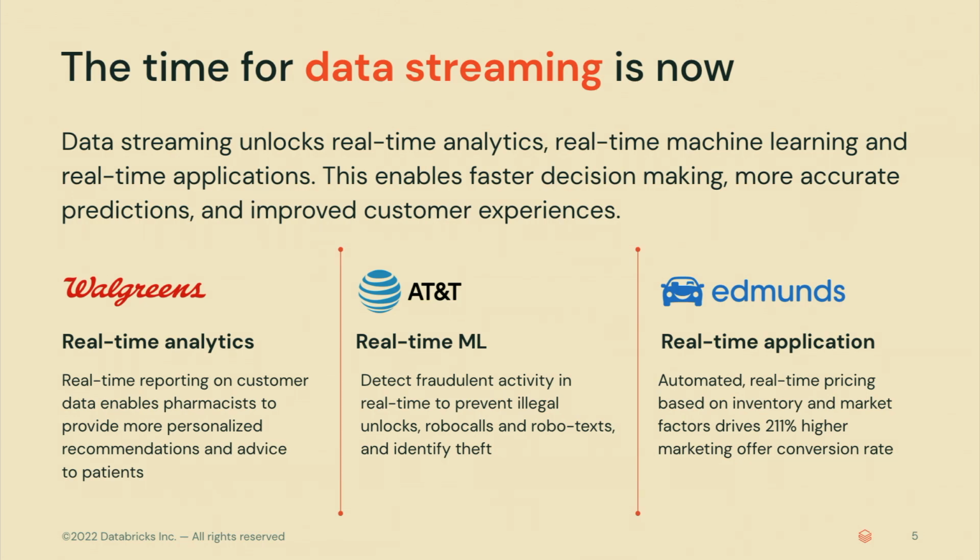The second kind of real-time use case with which our customers have been successful is real-time machine learning, whereby our customers can score and predict based on the very latest data and act as fast as possible. Our customer AT&T was able to implement real-time machine learning to increase the speed with which they detect phishing, robocalls, and theft.